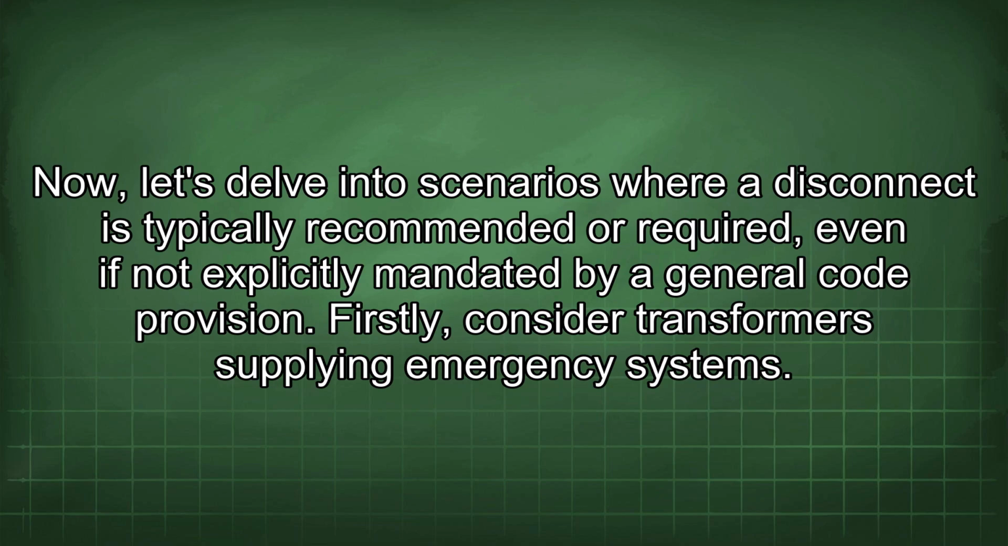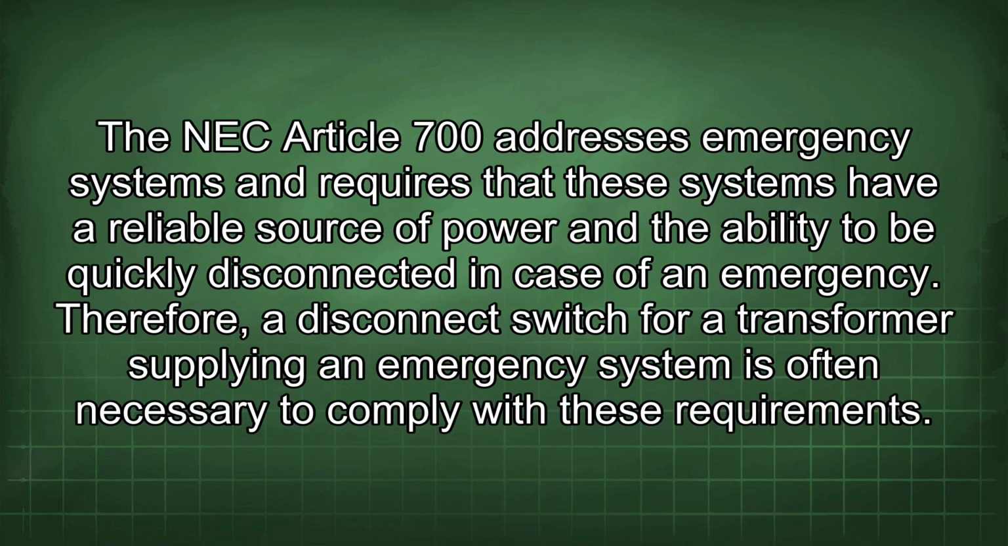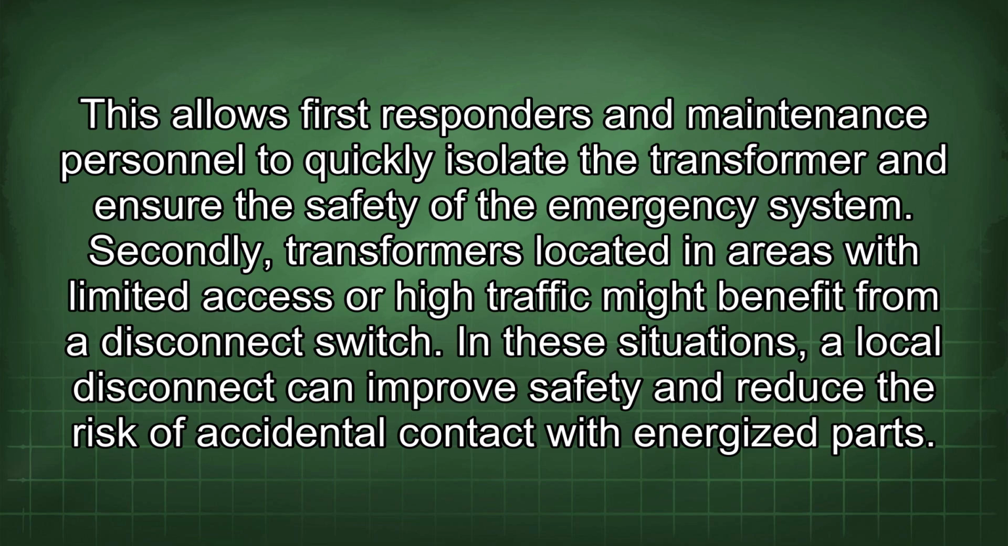Now, let's delve into scenarios where a disconnect is typically recommended or required, even if not explicitly mandated by a general code provision. Firstly, consider transformers supplying emergency systems. NEC Article 700 addresses emergency systems and requires that these systems have a reliable source of power and the ability to be quickly disconnected in case of an emergency. Therefore, a disconnect switch for a transformer supplying an emergency system is often necessary to comply with these requirements. This allows first responders and maintenance personnel to quickly isolate the transformer and ensure the safety of the emergency system.